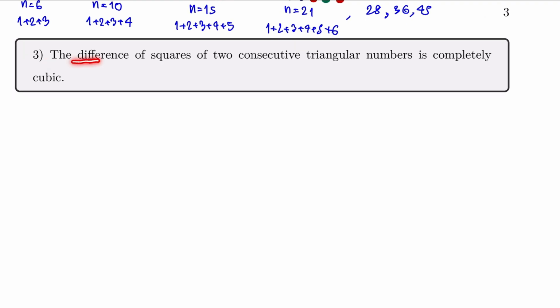The difference of squares of two consecutive triangular numbers is completely cubic. Okay, completely cubic, right? The difference of squares of two consecutive triangular numbers. So let's list the triangular numbers.